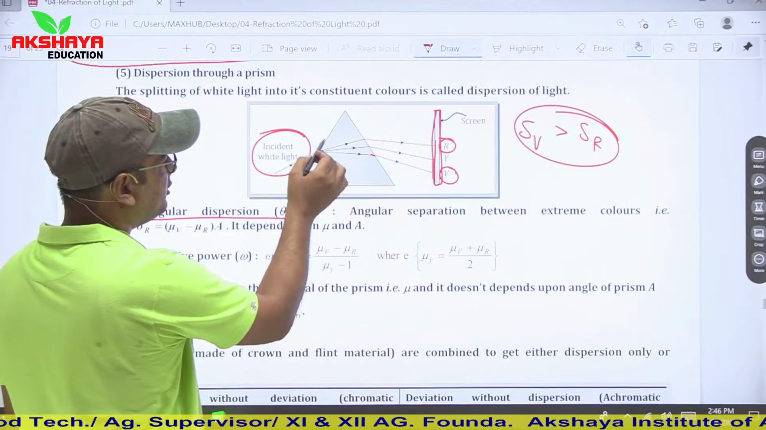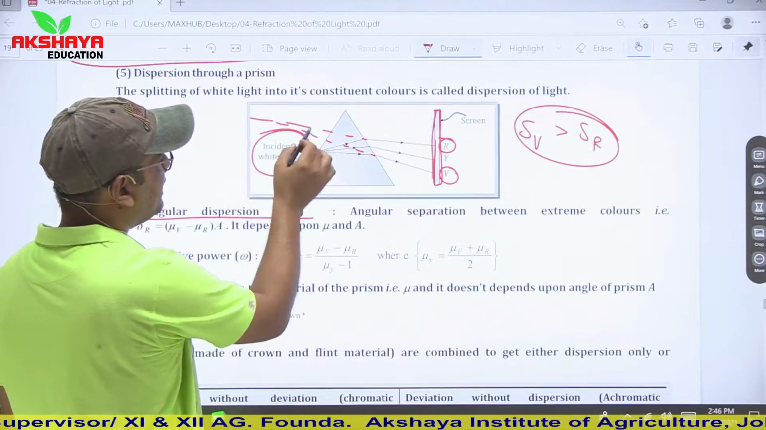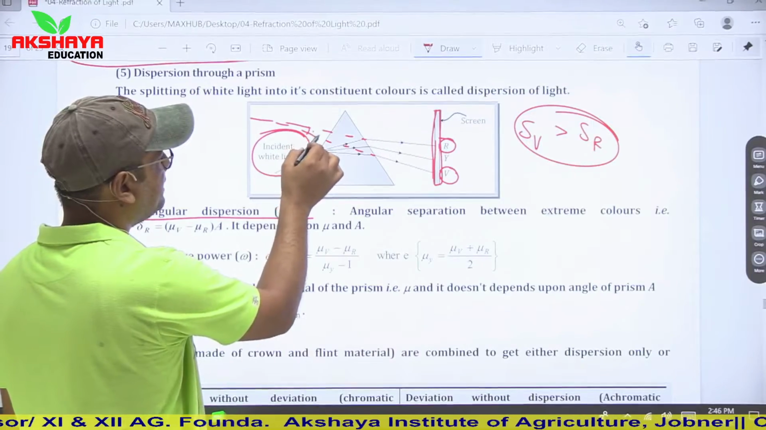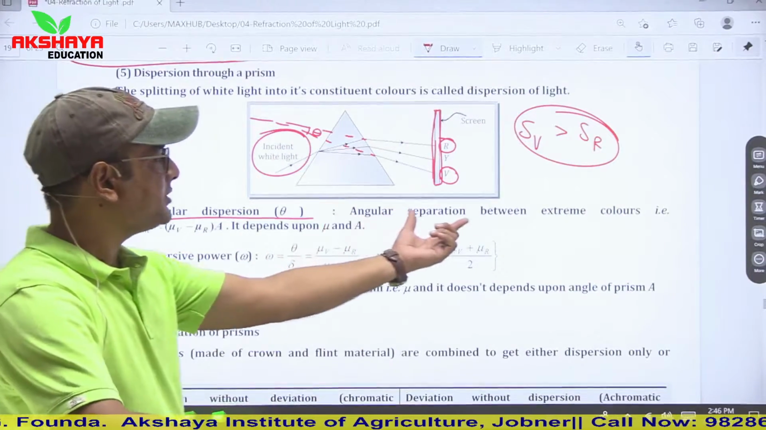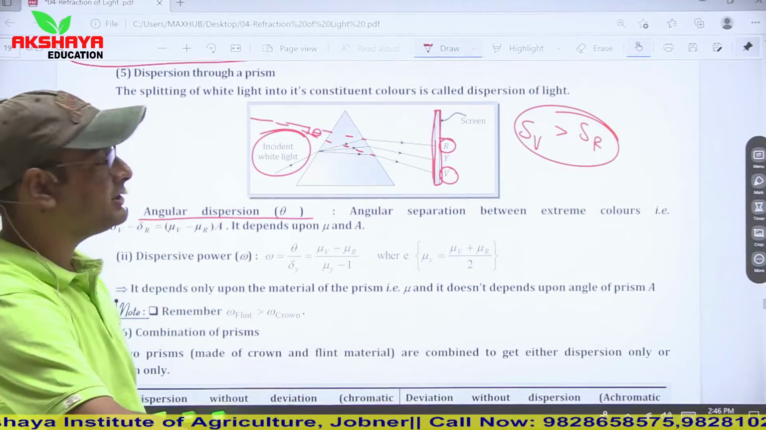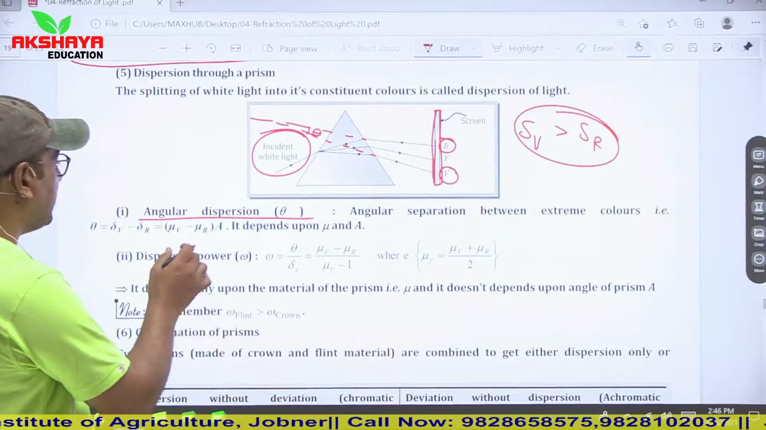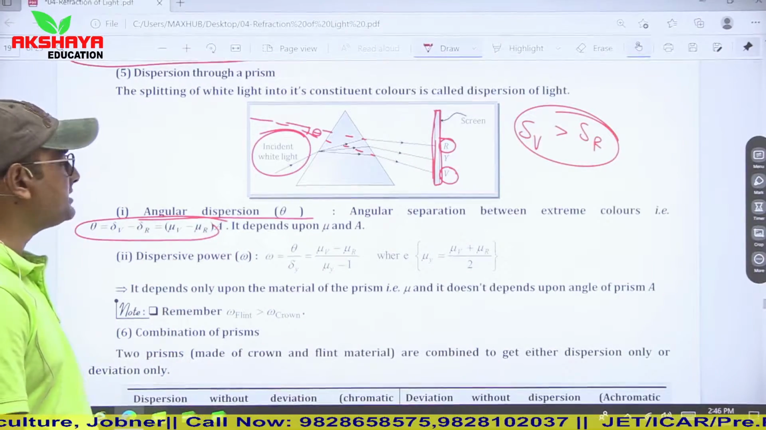If I draw it in the backside, and if I draw it also in the backside, then the angle between them is known as angular dispersion. So angular separation between extreme colors, meaning between violet color and red color, is known as angular dispersion. It is theta is equal to delta v minus delta r.